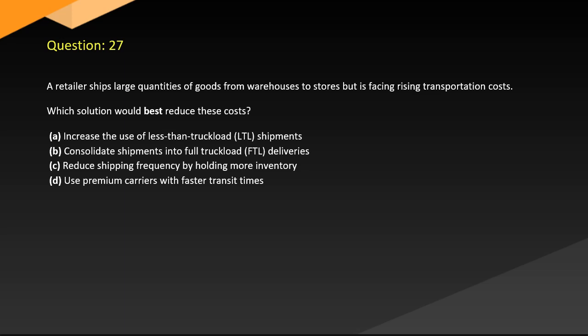Question 27. A retailer ships large quantities of goods from warehouses to stores, but is facing rising transportation costs. Which solution would best reduce these costs? A. Increase the use of less than truckload (LTL) shipments. B. Consolidate shipments into full truckload (FTL) deliveries. C. Reduce shipping frequency by holding more inventory. D. Use premium carriers with faster transit times.